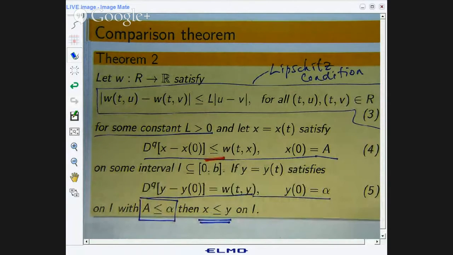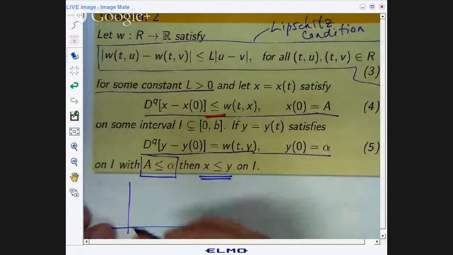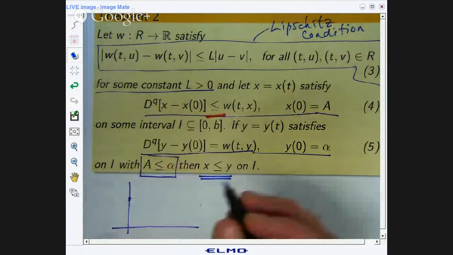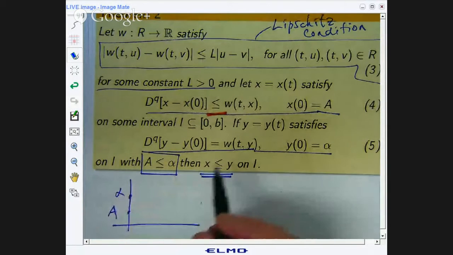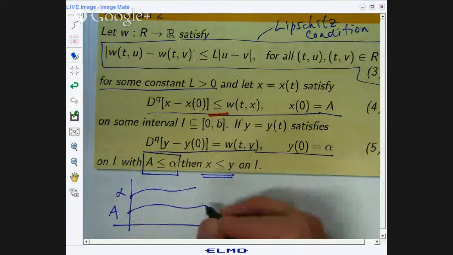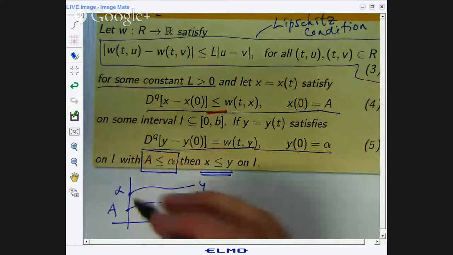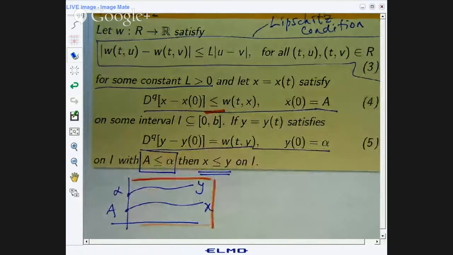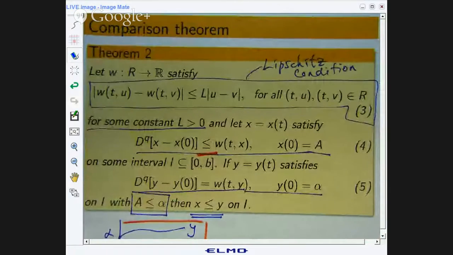So let me just sort of draw a little picture there to make it a little bit more clear. Okay, so let's say you've got alpha here and A there. Y would look like that and X might look like that. Okay, that's all it's saying geometrically. All right, and this is sort of framed within some, I don't know, some sort of bigger rectangle or something like that. Okay. So that's the first preliminary result.